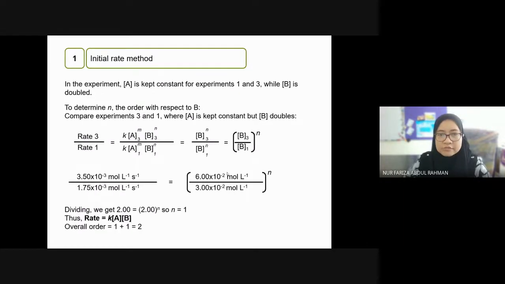Okay, right. So basically, you are going to choose experiments having one reactant being kept constant and the other one will be varied. And that is with respect to that reactant, for example A. And then if you are going to solve for B, that means you are going to make sure that the concentration of A should be kept constant, while the concentration of B should be varied.